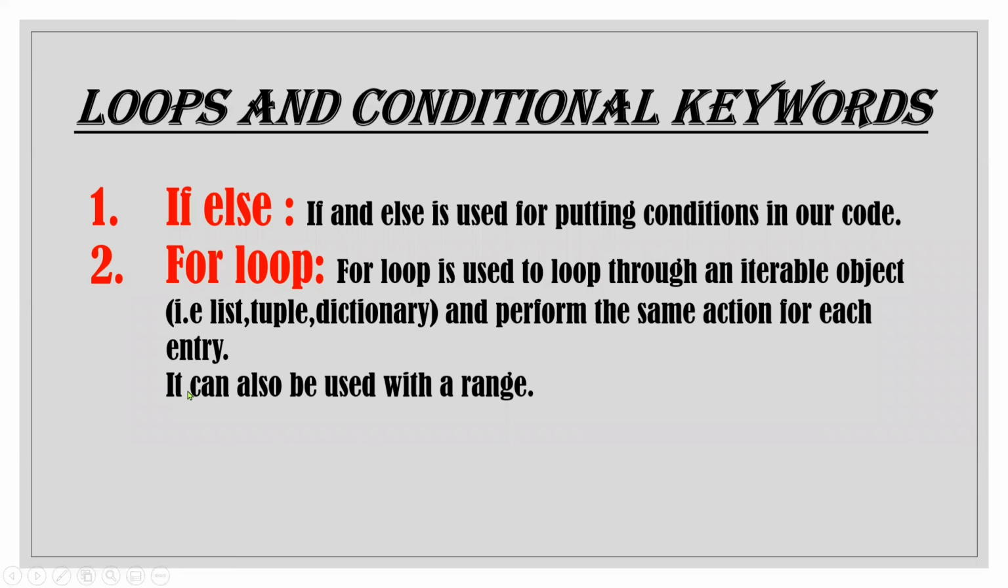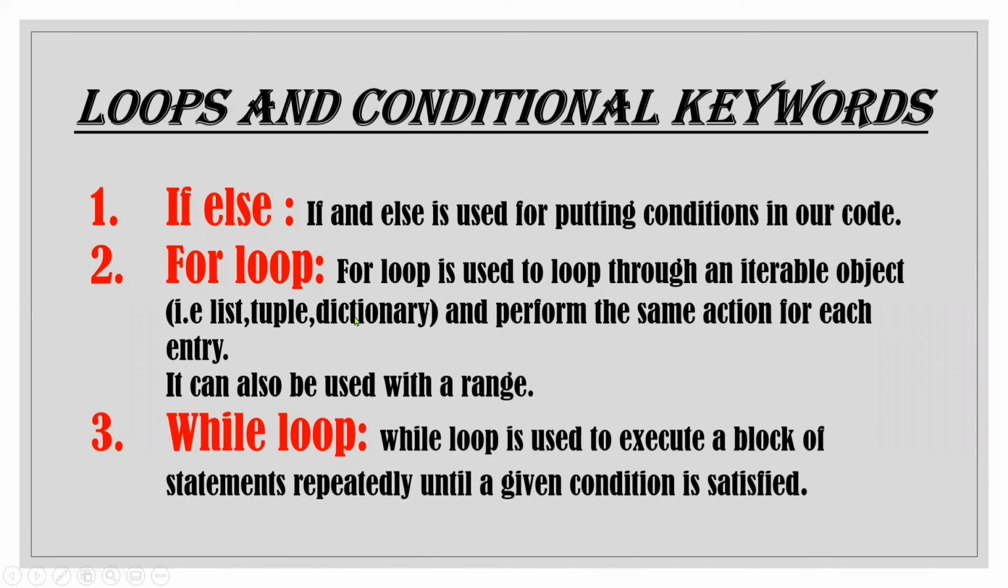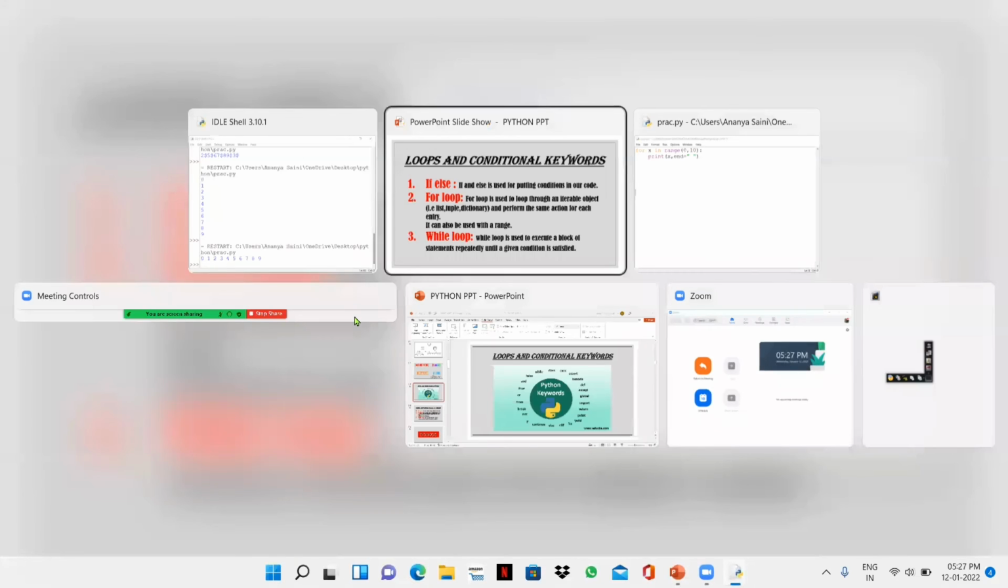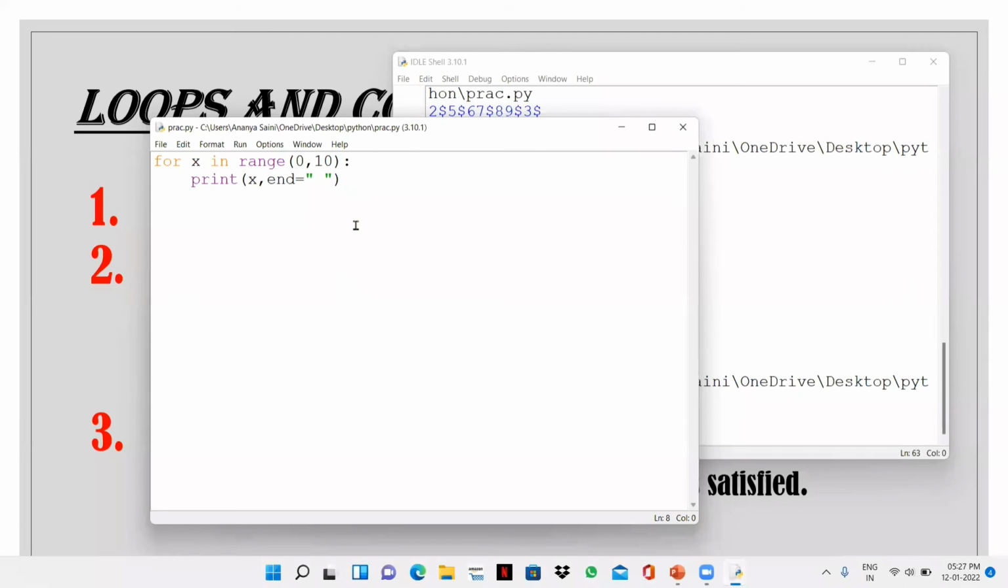Then the last and foremost for today is the while loop. While loop is used to execute a block of statements repeatedly until a given condition is satisfied. You won't be able to understand it right now, but we're going to see an example and then you will understand. Let me give an overview. It's going to repeat the same execution. It's going to execute the same statement again and again until it reaches its satisfied condition.